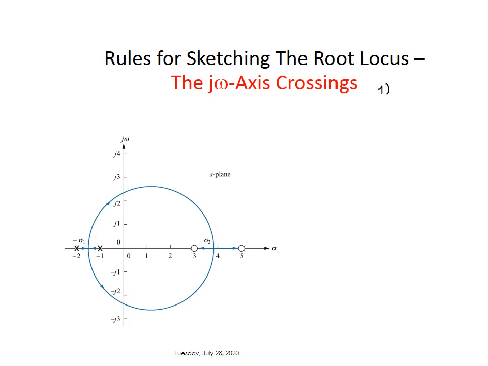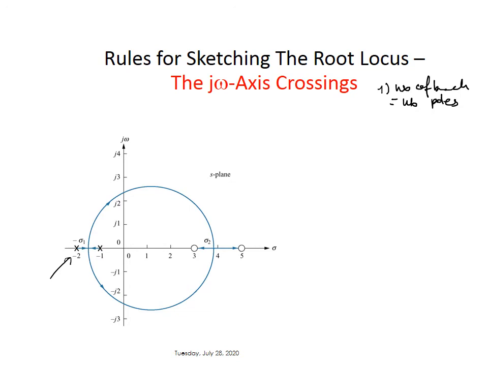The first rule is the number of branches. Just to recall, the number of branches should be equal to the number of your poles. So if you look into this example, how many branches do you actually see? The number of branches equals the number of poles. So the thing that we want to identify is what the poles are.